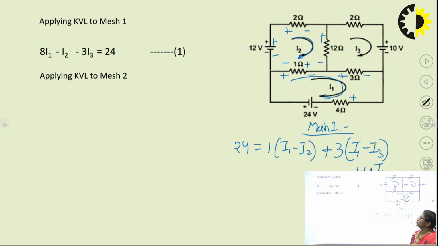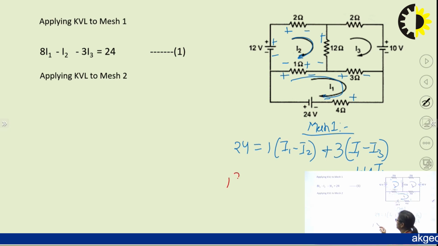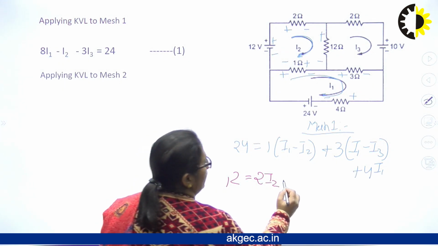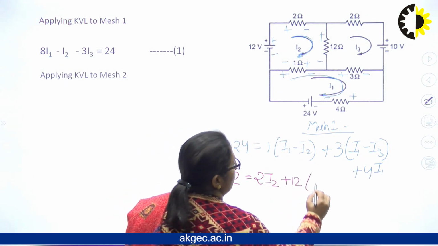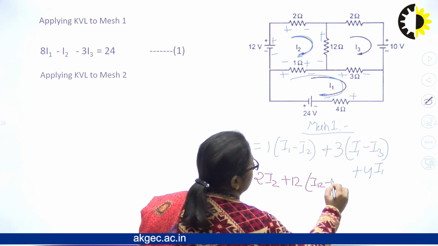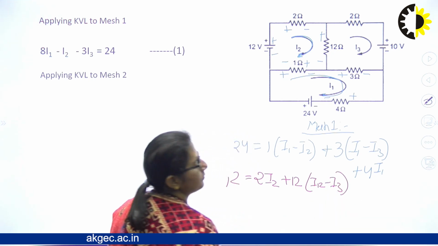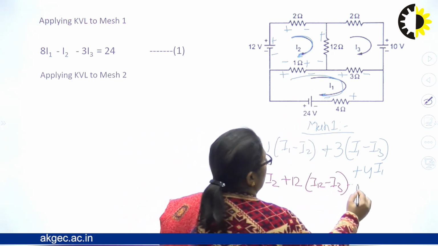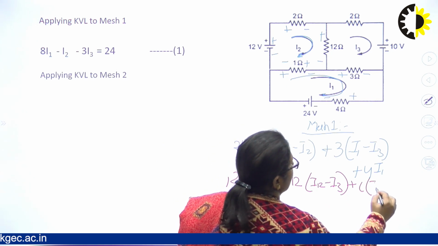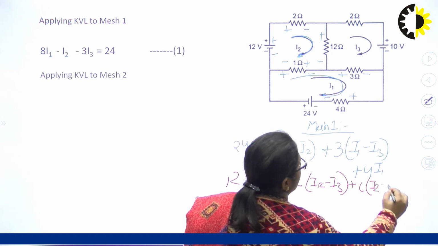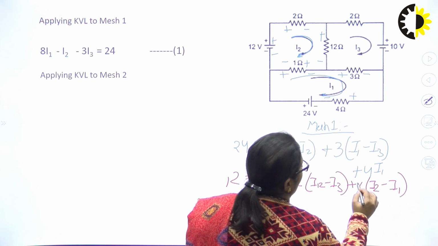If that is so, applying KVL to mesh 2, I am starting with 12. So, it has to be 12 is equal to 2, the current flowing in 2, that is only I2. Then plus 12, the current flowing in 12, I2 difference I3. Once again, 1, what is the current flowing in 1? It has to be I2 difference I1.